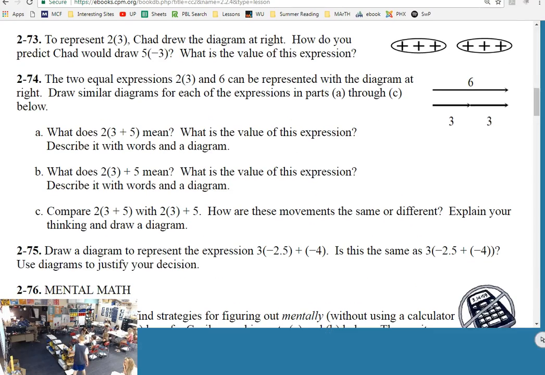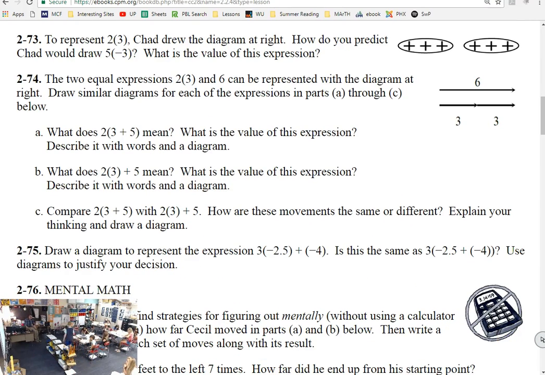Let's look at 74 together. So the two expressions at the right obviously are equal. We know this. But look at A. What would 2 times 3 plus 5 mean? Alex? Yeah, so 2 moves of 3 and 5. So next week we're going to talk more, because I know I'm going to start to lose you, about what the difference between A, B, and C here would actually be.